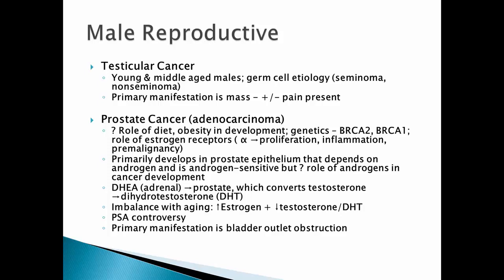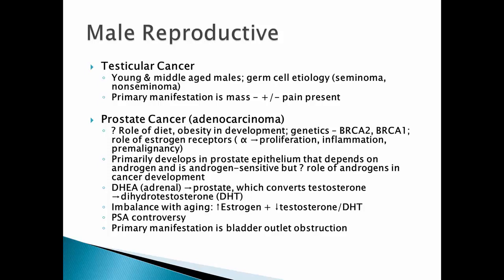There's a question of whether diet and obesity play a role in the development of prostate cancer. As we talked about previously, genetics plays a role. BRCA1 and BRCA2 mutations can also lead to prostate cancer, as well as the potential for estrogen receptors. Alpha estrogen receptors lead to proliferation, inflammation, and often cause pre-malignant changes within the prostate gland itself.